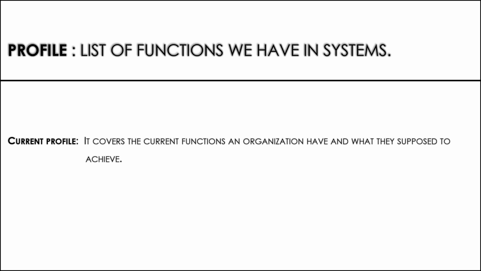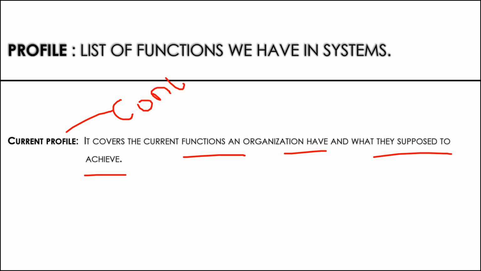and complex profile. So current profile means what kind of current controls exist in our organization. It covers the current functions in an organization and what they're supposed to achieve. Okay, so profile means a kind of controls.